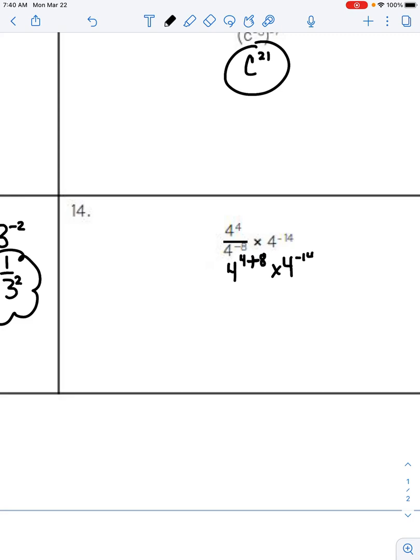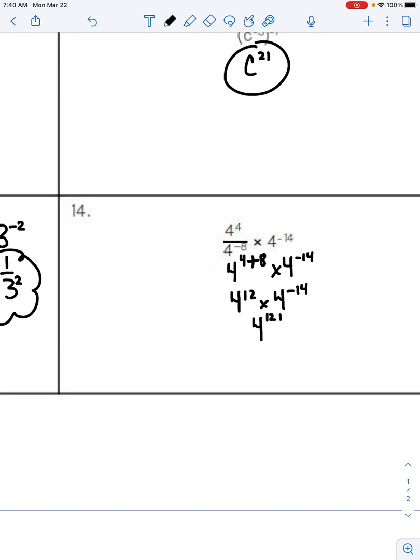Let's do this a step at a time here. So what is 4 plus 8? Well, 4 plus 8 is 12. So this is 4 to the 12th times 4 to the negative 14 power. So now I have the product rule. Product rule says keep the base, add the exponents.